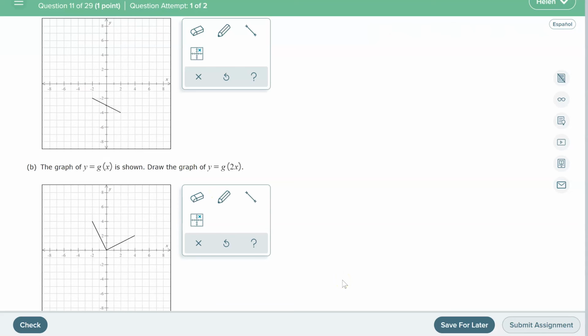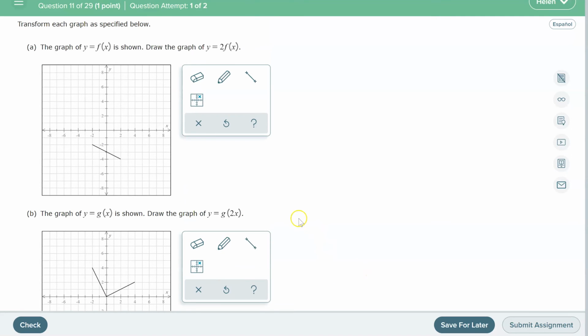So now one last example in ALEKS. Here they've given me the picture which does not correspond to any function that we have from our parent functions, and we're going to transform these graphs. So here's the graph of f of x, and we want to graph y equals 2 times f of x. So we have to think about where that 2 is and what it's going to do to the graph. So I'll let you think about it by pausing the video, and then when you're ready, press start.